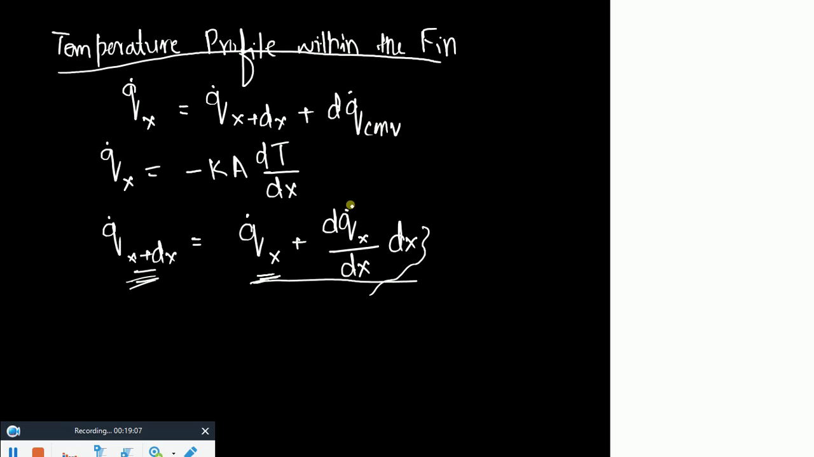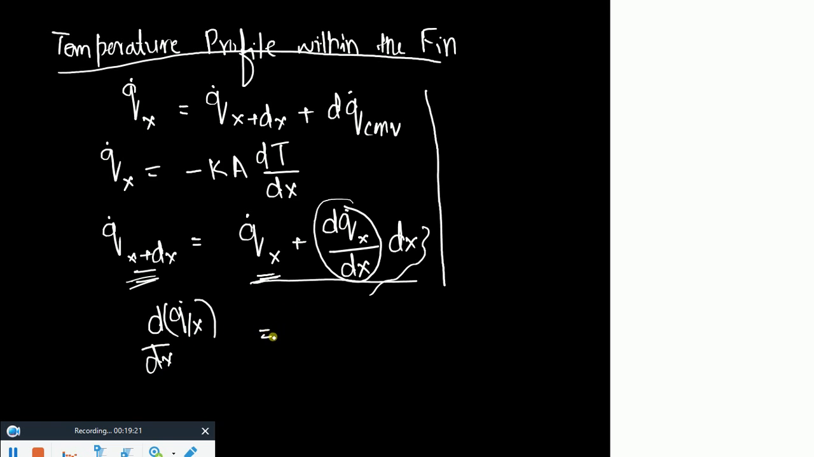Right. What is this quantity? This dQ dot x by dx. So I can write it like this: d by dx of minus KA dT by dx. Can I write it like this? Simply take the derivative. Done? Okay. And if I specifically describe this area, what area it should be? We are talking about conduction. Should it be the cross-sectional area or the surface area? This should be cross-sectional area.